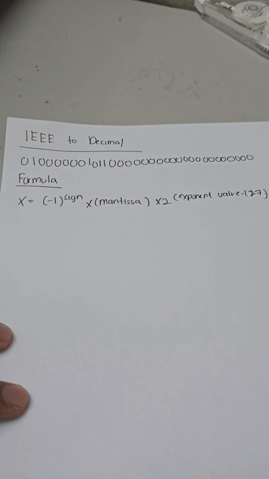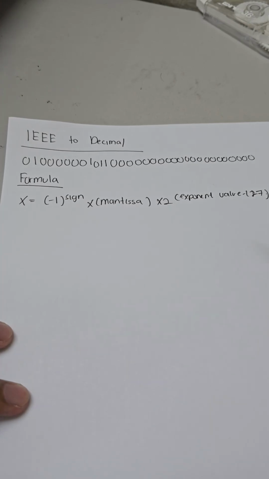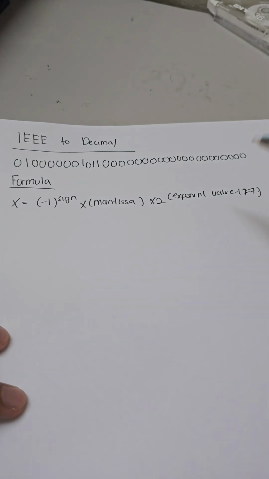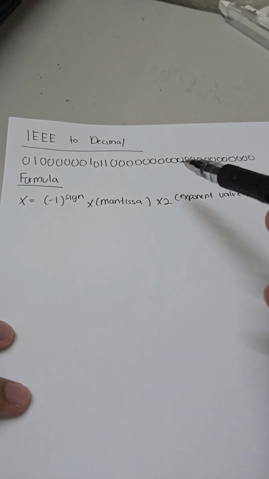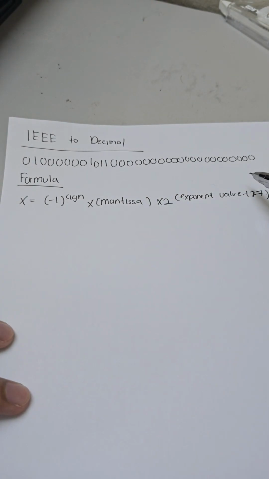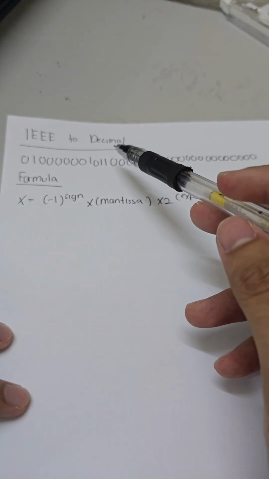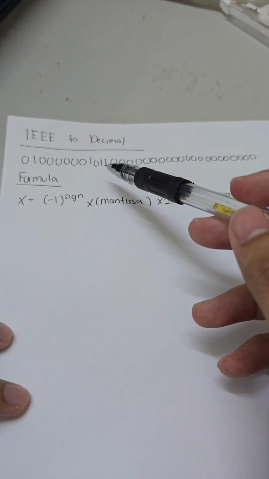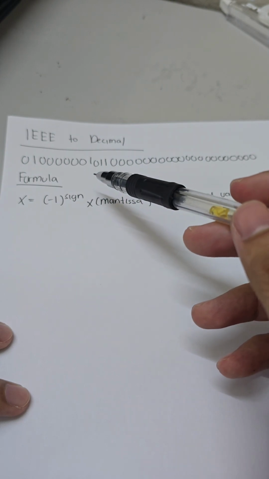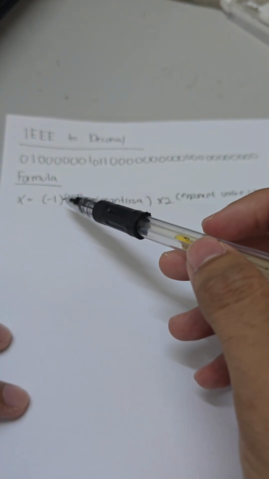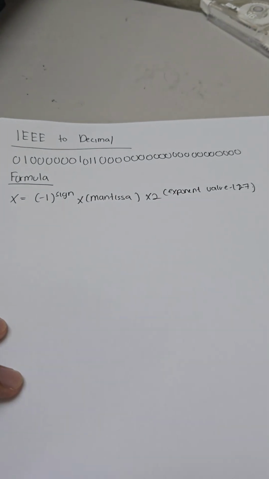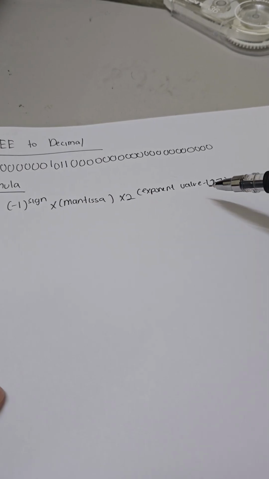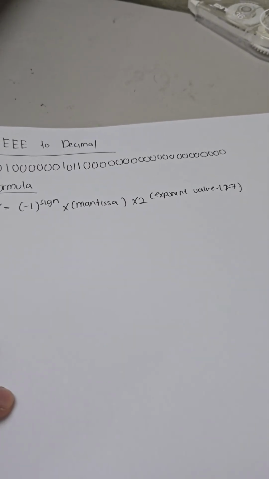In this example, we are going to change an IEEE number to a decimal number. We take back our previous example, which is 5.5 just now. This is the IEEE number, and we're going to change it into a decimal number. There is a formula that we must remember: -1 to the power of sign, times the mantissa number, times 2 to the exponent value minus 127. So let's go straight for it.